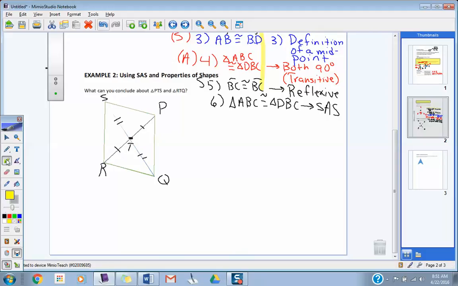Let me highlight PTS. This triangle. And what else? RTQ. It makes one of those things. Yeah. Looks like a kite. What can you conclude about the 2 triangles highlighted in yellow right now? Why are they congruent? They have the tick mark things. Because two of the same triangles.